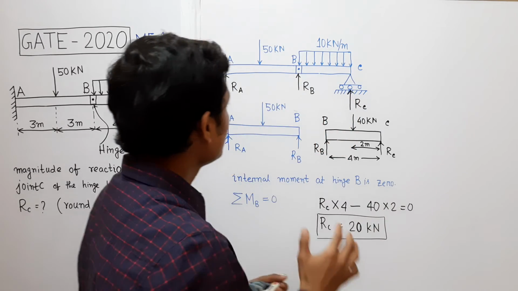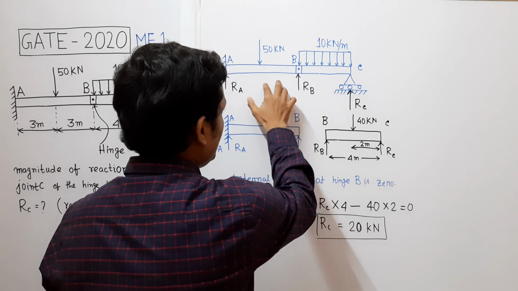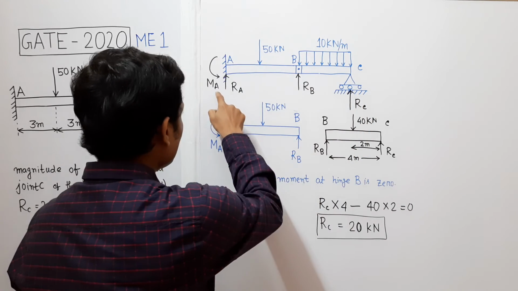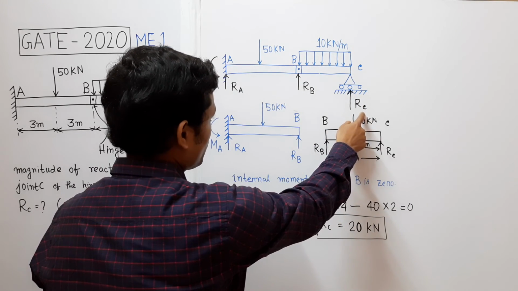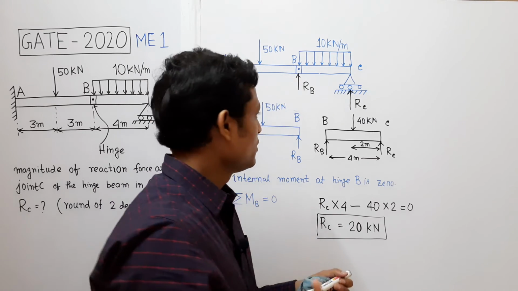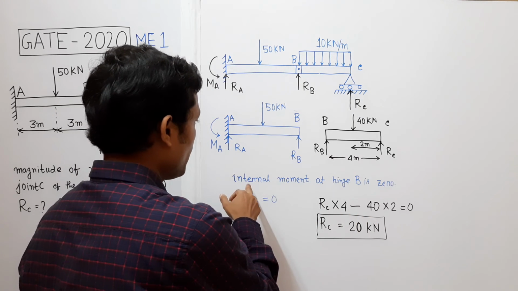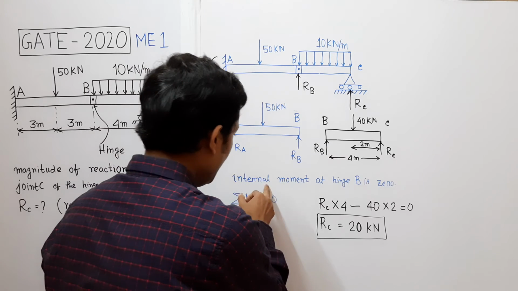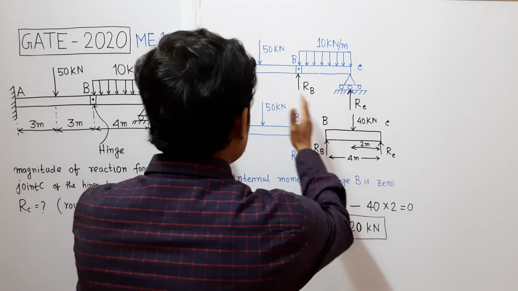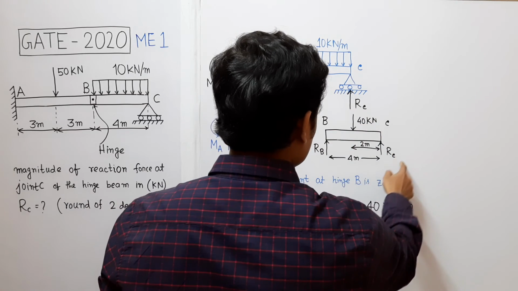So what we have done, this is a compound beam with hinge, and this is statically indeterminate because 4 unknown reactions are there. So to solve them, we have to put a boundary condition. What boundary condition we have? We have considered that the internal moment at hinge B is 0. And then we have separated two beams and drawn their free body diagrams, and from using the portion BC we have determined RC.